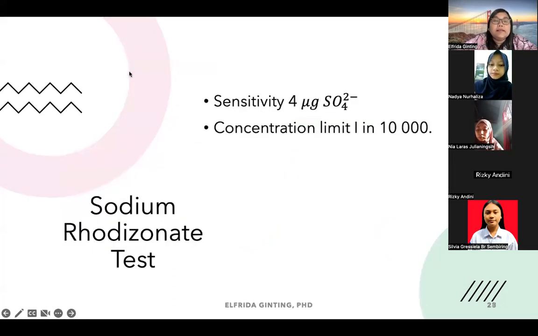Okay. Next. For the sodium rhodizonate test, the sensitivity is 4 micrograms of sulfate, so it will be sensitive at around 4 micrograms of sulfate. The limit is 1 in 10,000. So there is a limit, of course. If you have too much sulfate, maybe the sodium rhodizonate test cannot be performed.